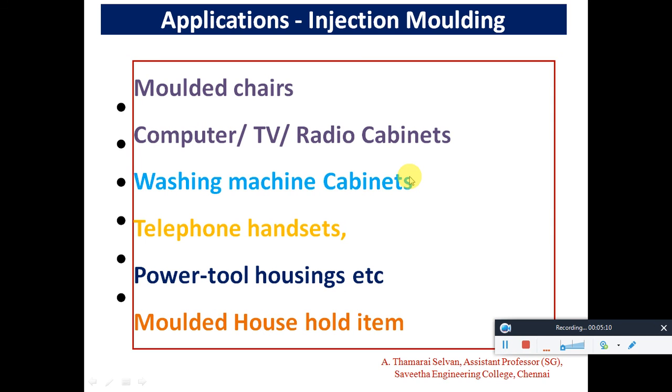Coming to the applications, as I have already shown you the products and their images: molded chairs that we use in our home and office, computer, TV and radio cabinets, washing machine cabinets, telephone handsets, power tool housings, then molded household items, whatever we use in day-to-day life involves all these plastics.